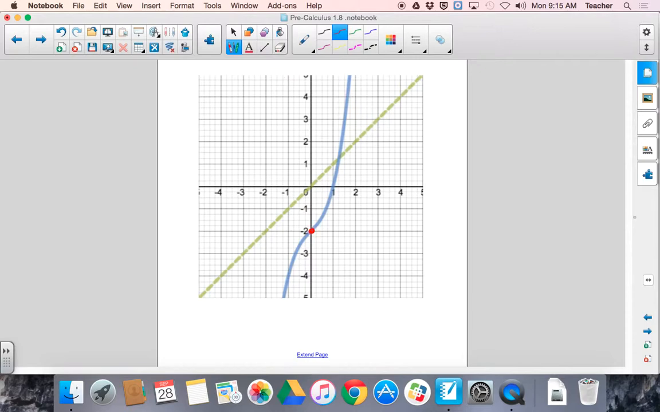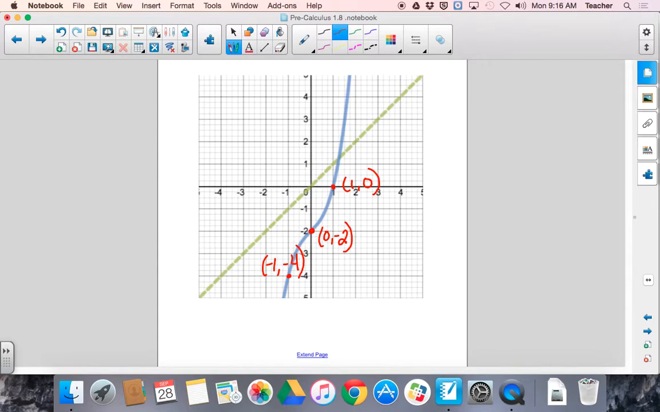Now here we have the point 0, negative 2. We have the point right here, 1, 0. This one right here is negative 1, negative 4. And we're going to use those 3 points to help us graph the inverse. You can see again that I graphed the line y equals x.